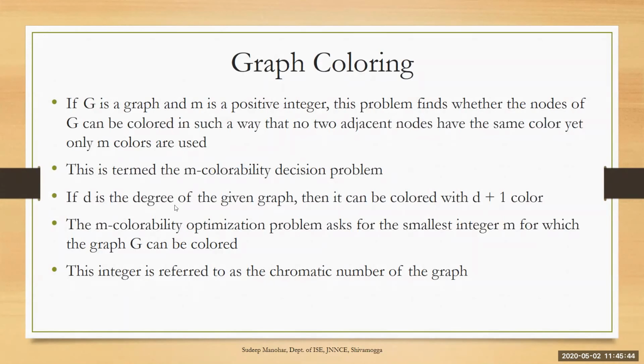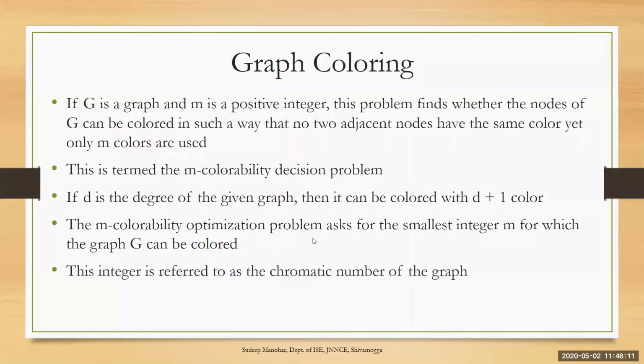Now, if D is the degree of the given graph, so degree means the number of incident and outgoing edges, whichever is maximum for any of the vertices, that is the degree of the graph, then it can be colored with D plus 1 colors. For example, if the degree of the graph is 3, then we need a maximum of 4 colors to color the graph. So that is the rule.